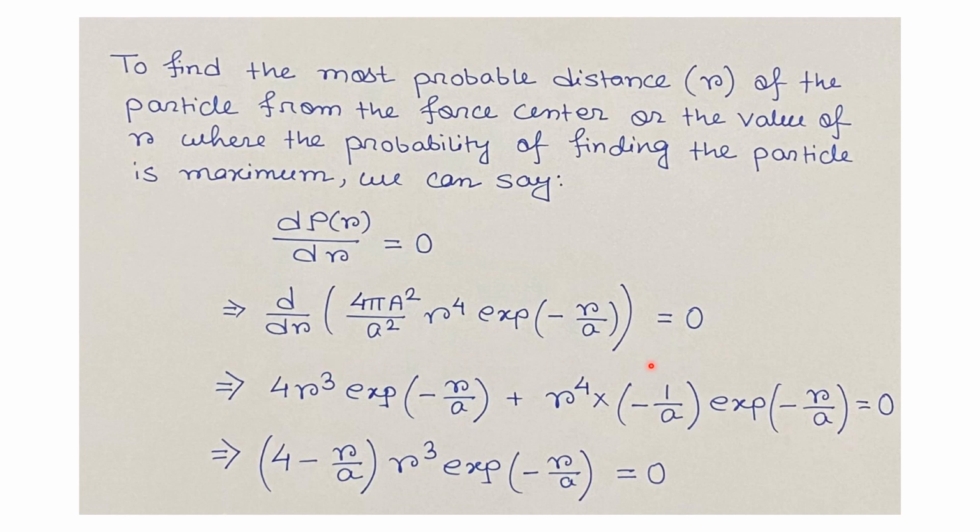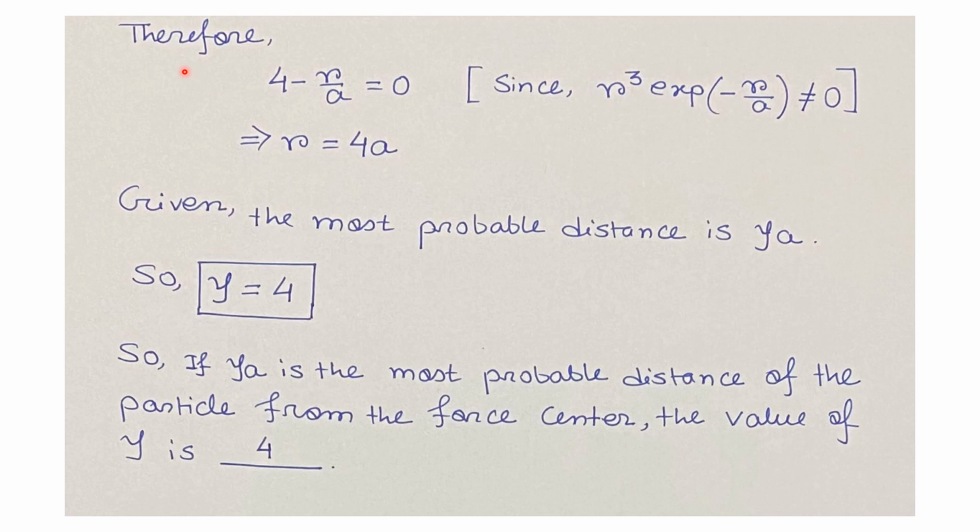If we do the derivative, we get 4r³ exp(-r/a) + r⁴ times (-1/a) exp(-r/a) equals 0. With a little rearrangement we get (4 - r/a) r³ exp(-r/a) equals 0. Therefore, 4 - r/a equals 0, since the other terms, r³ times exp(-r/a), cannot be 0 here.